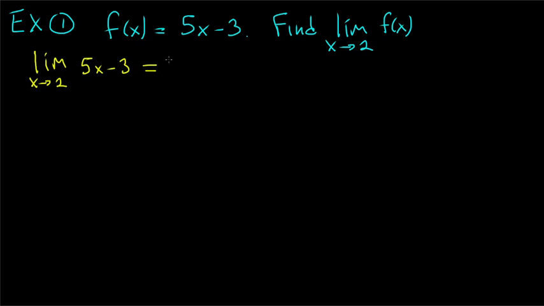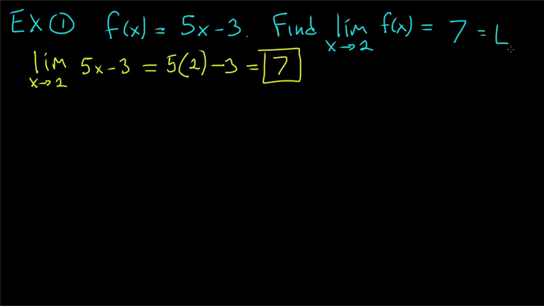Because we know it's continuous, we know that the limit has to be equal to f of 2. So just plug in 2. 10 minus 3 is 7. So the limit is 7. That's about as easy as it gets when finding limits. So we know L is 7, that's our L. And we know A is 2. Remember, x approaches a, so a is 2.